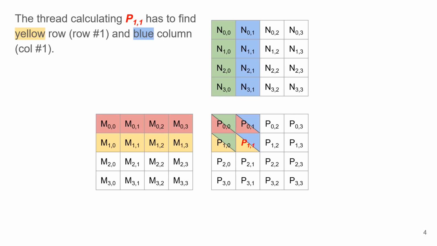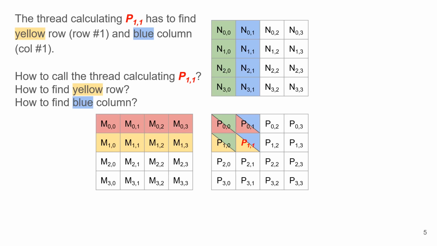To think about a parallel version of the algorithm, we may assume that each element of P is calculated by a thread. So in this example, we have to create 16 threads and formulate how threads find appropriate rows and columns. The way we formulate threads is basically done by answering a couple of questions. Let's assume that we want to instruct a thread to calculate P11. The questions are, first, how to call the thread calculating P11, and second, how to find the yellow row, and third, how to find the blue column.